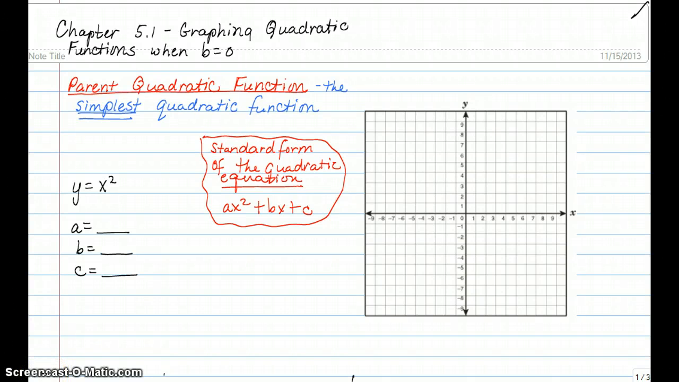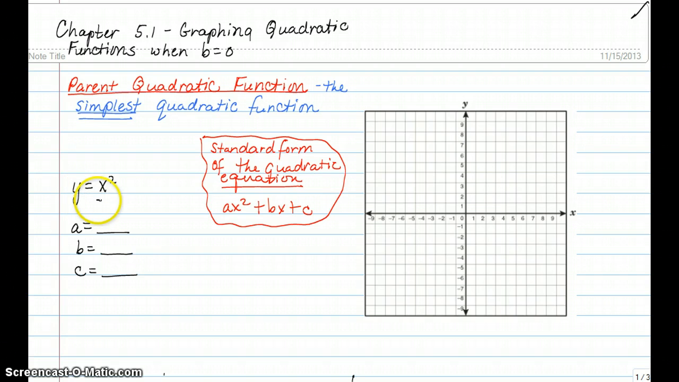Okay, this is chapter 5.1, graphing quadratic functions when b equals 0. We're going to start by reminding you of what the parent quadratic function entails, and that's a really basic function. In fact, it's the simplest quadratic function, but it can be very powerful in helping you understand other quadratics.